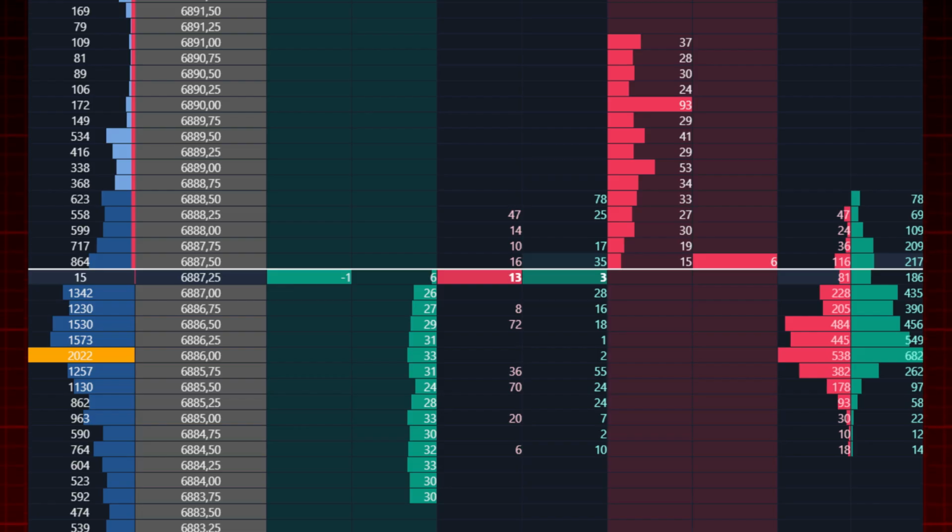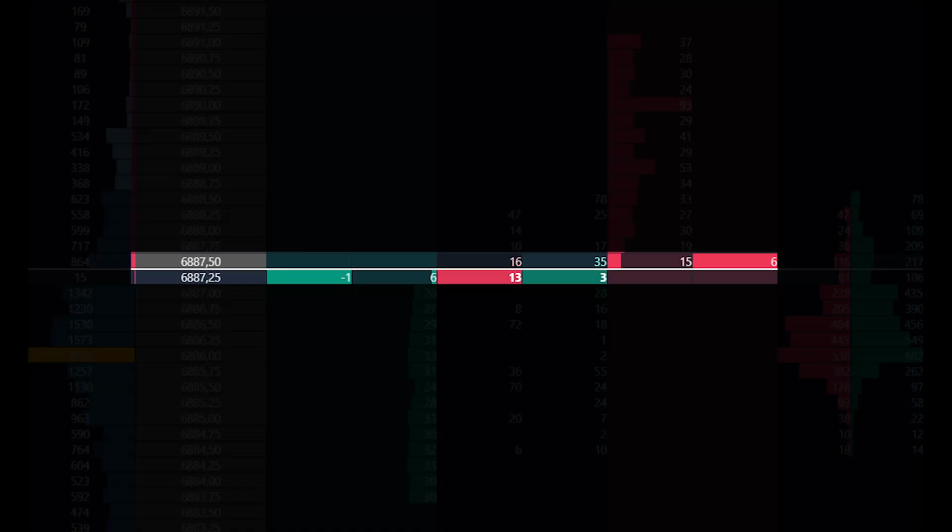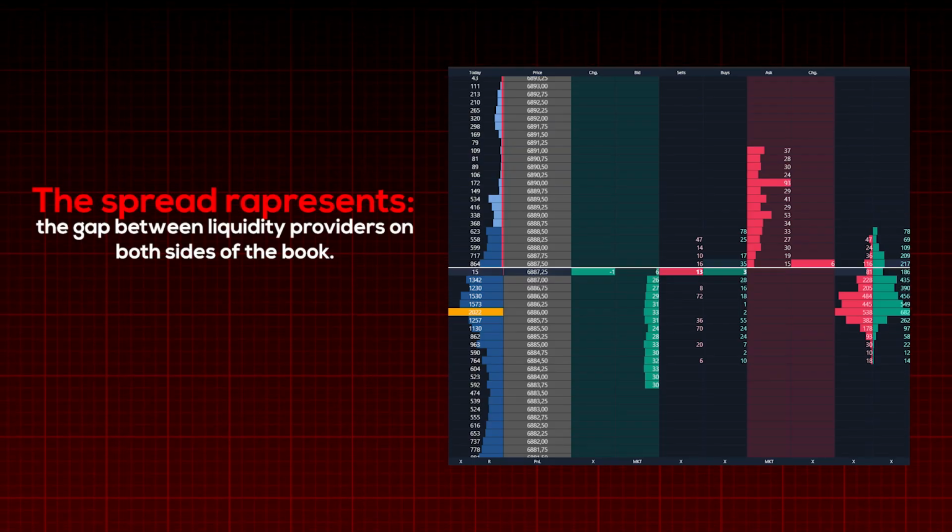The highest price a buyer is willing to pay is the best bid, and the lowest price a seller is willing to accept is the best ask. The difference between these two prices is called the spread. The spread represents the gap between liquidity providers on both sides of the order book.